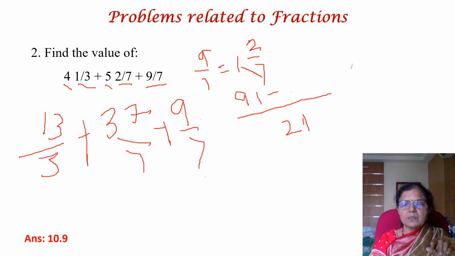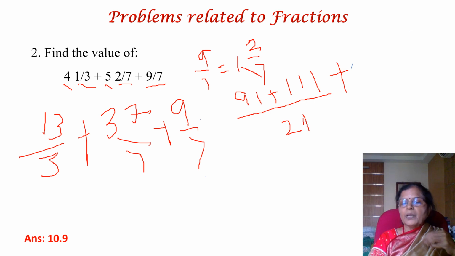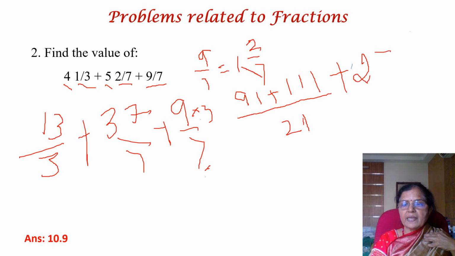This is addition. So plus, 21 divided by 7 is 3. 3 times 37 is 111. Plus 21 divided by 7 is 3. 3 into 9 is 27. So now we are rewriting the fractions with the common denominator 21, which is the LCM. And we can add, because the denominator is common for all three fractions. That is 91 by 21, 111 by 21, 27 by 21.